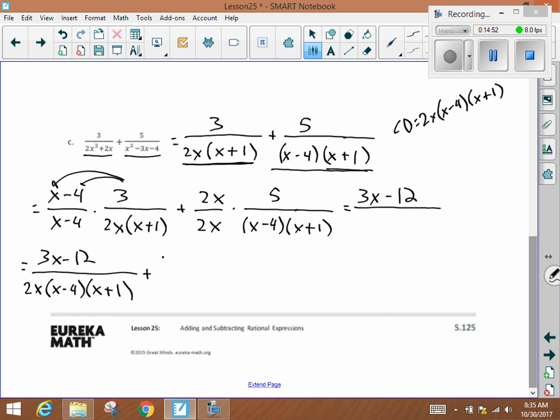2x times 5 is 10x. I have 2x times x minus 4 times x plus 1.